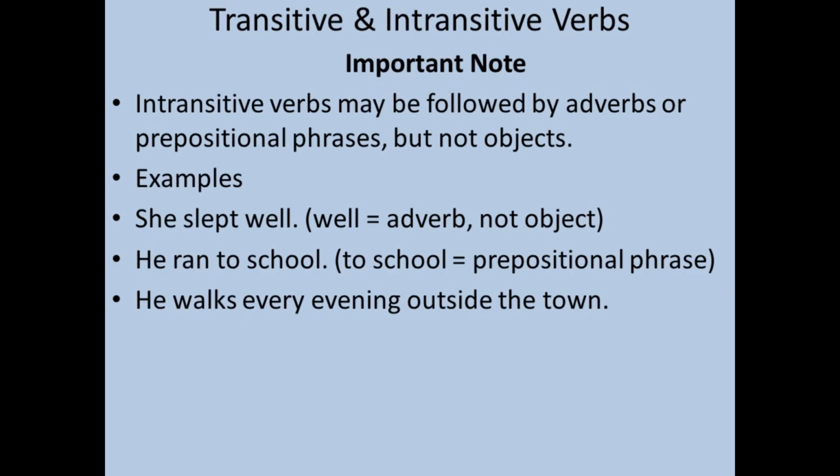Look here at the example given. She slept well. Here we can find she is the subject of the sentence. Slept is the verb of the sentence. Well is an adverb of the sentence. Well is not the object of the sentence.